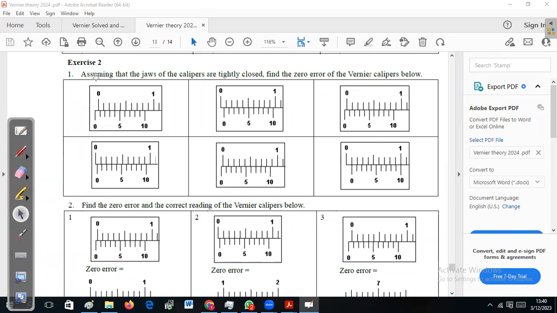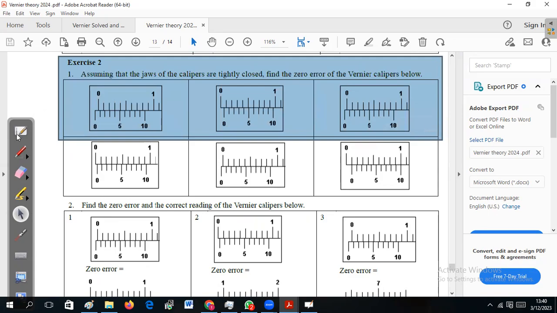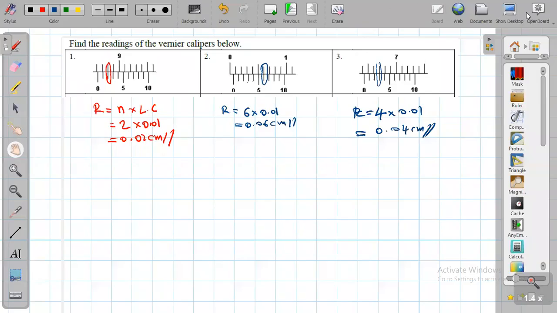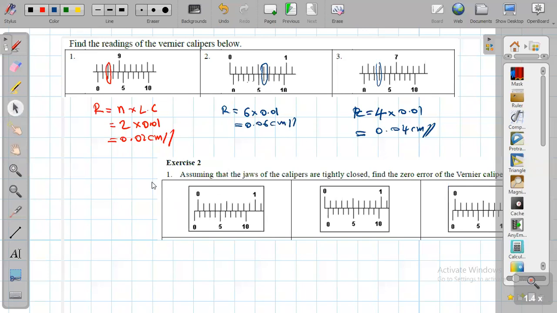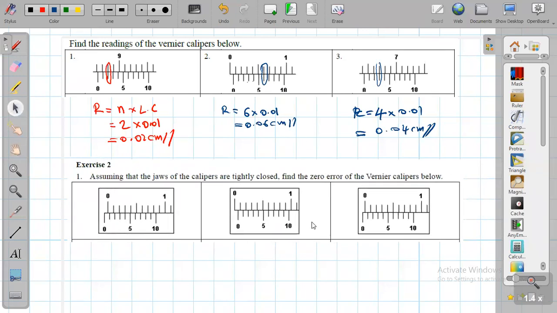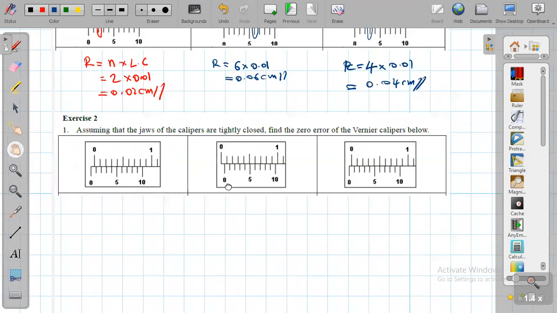Now it's about finding some zero errors here. So let's try to find out the zero error very quickly. I need to teach you the screw gauge principle today as well, the micrometer screw gauge thingy. Quickly do it over here.